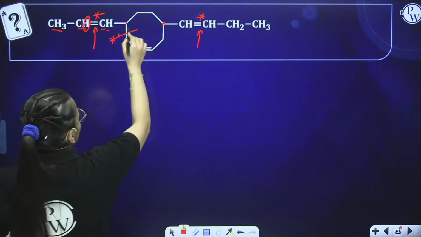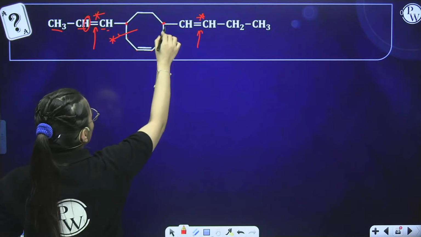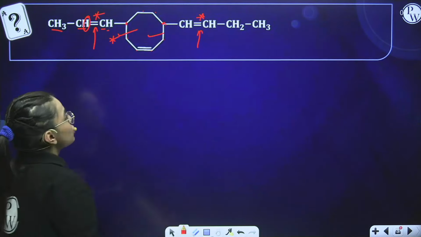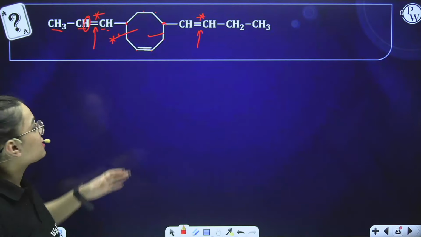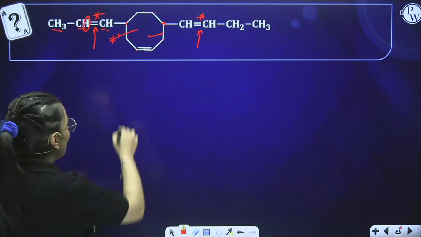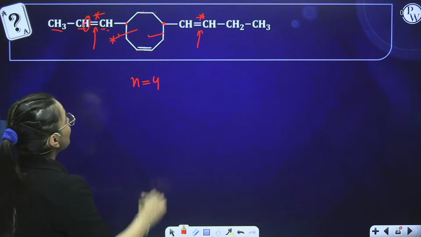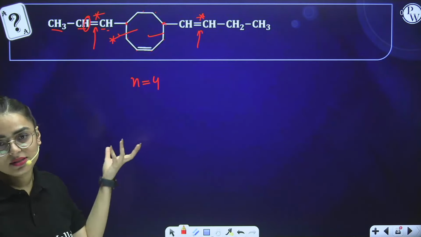Let us count: 1 2 3 4 5 6 7 8. Yes, so it will also show. How many stereogenic centers? 1 2 3 4. Now the n value comes out to be 4. Check whether the ends are similar or dissimilar. So it is dissimilar ends, right?